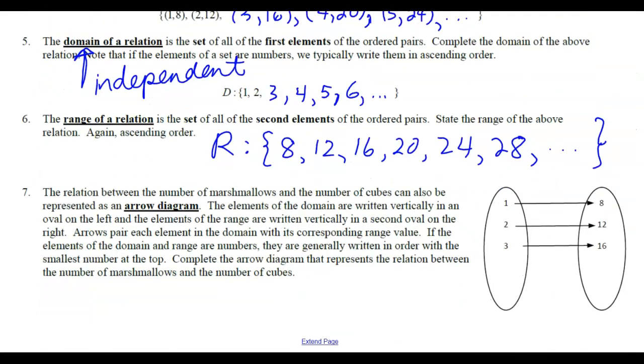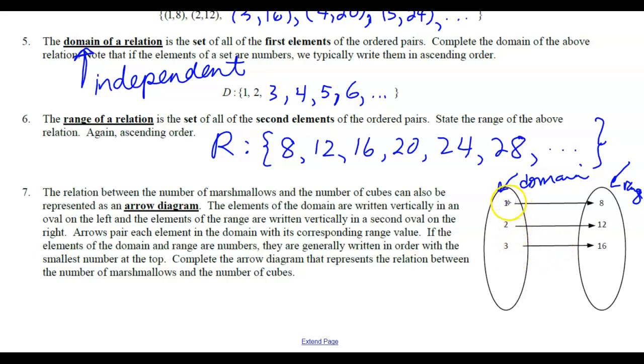Okay, so that's showing the relation as a set of ordered pairs, talking about the domain and the range, and then showing it as an arrow diagram. In an arrow diagram, this is always your domain, and it needs to be in a circle or an oval shape, and this is always your range. D comes before R, X comes before Y. So that often helps.